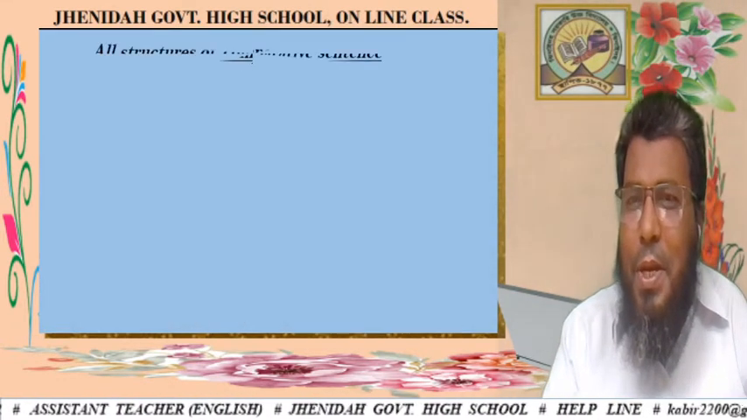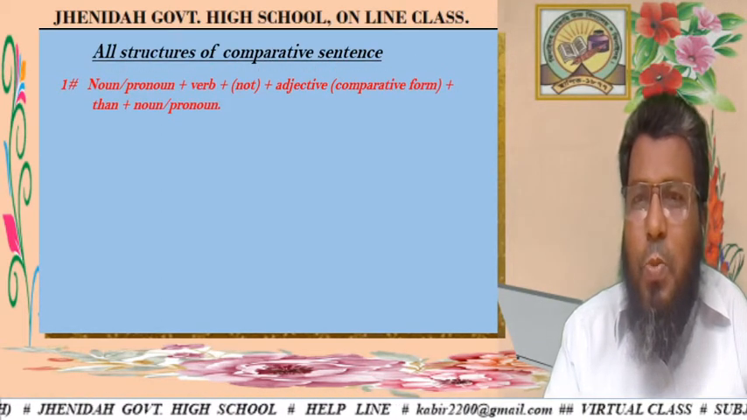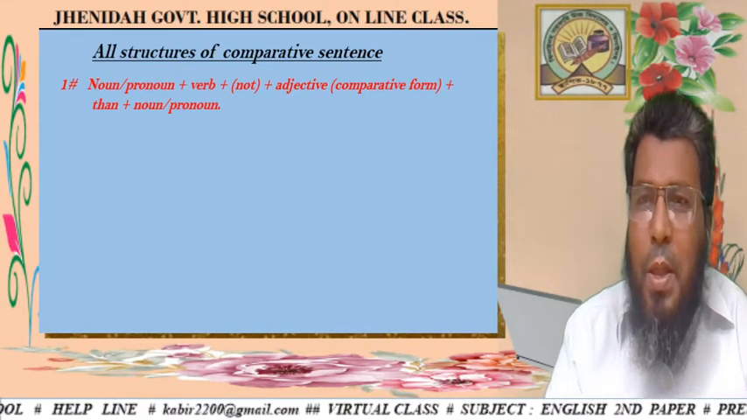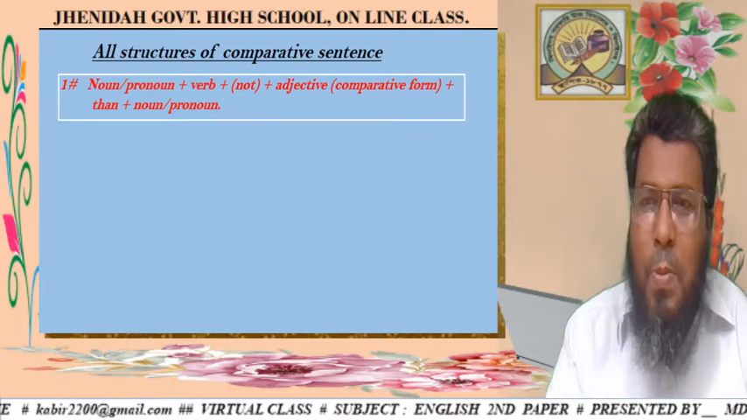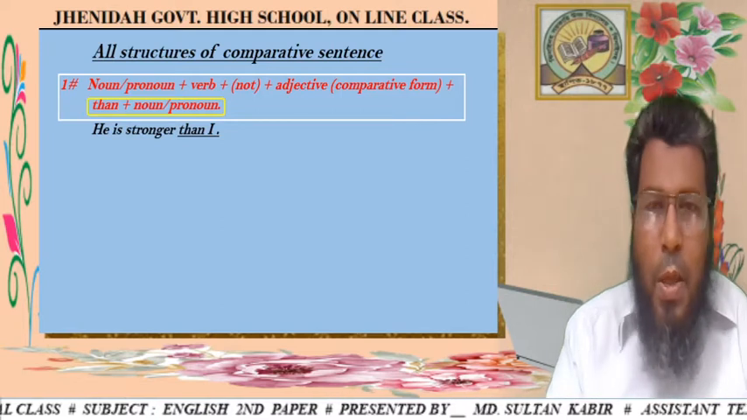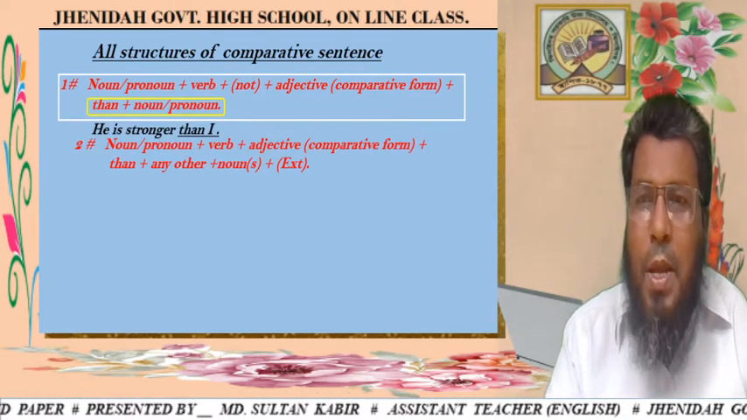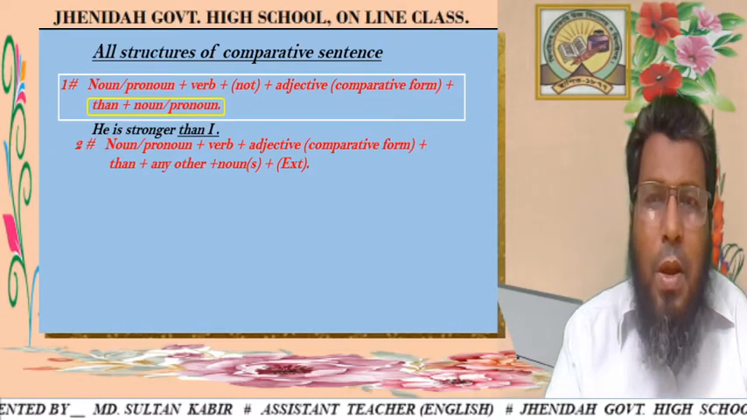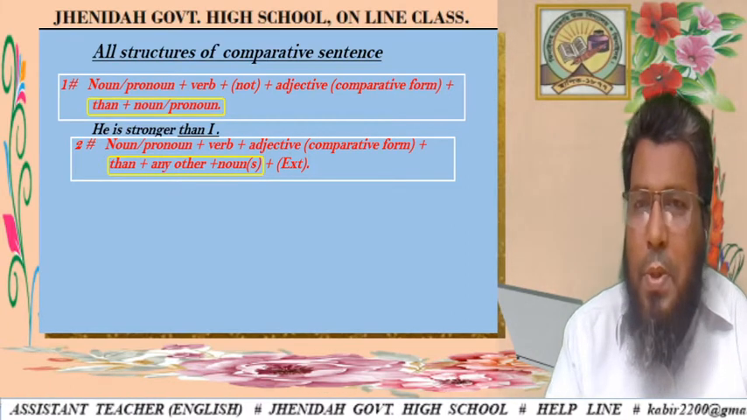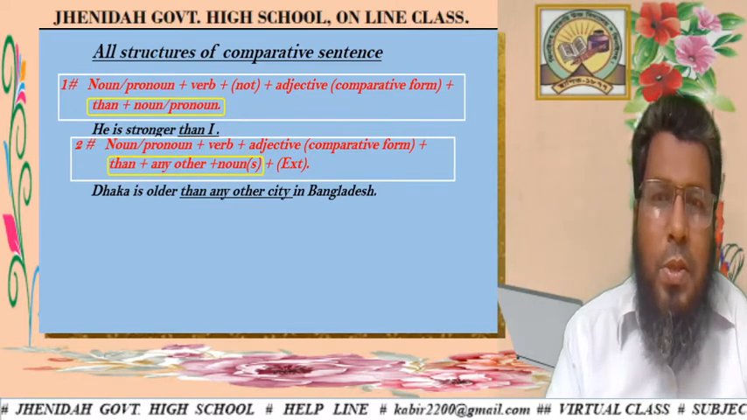Now, dear learners, all the structures of comparative at a glance. The first one is noun, pronoun, verb plus adjective in comparative form, then than plus noun or pronoun. For example, he is stronger than I. The second one: noun, pronoun plus verb, adjective in comparative form, plus than any other plus noun singular and extension. This is another characteristic of the comparative degree. An example of this structure is: Dhaka is older than any other city in Bangladesh.